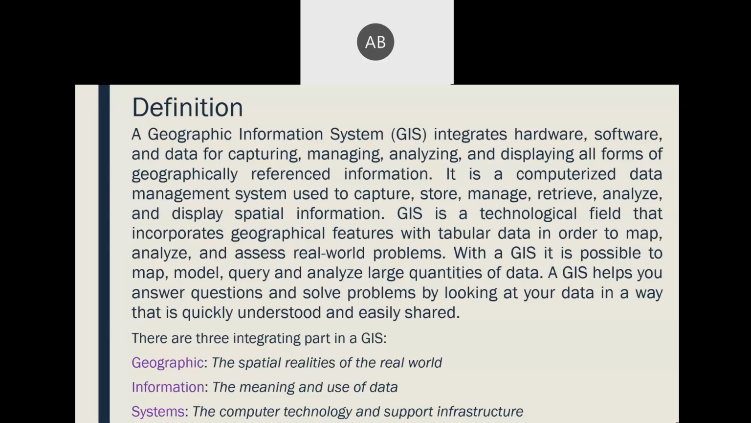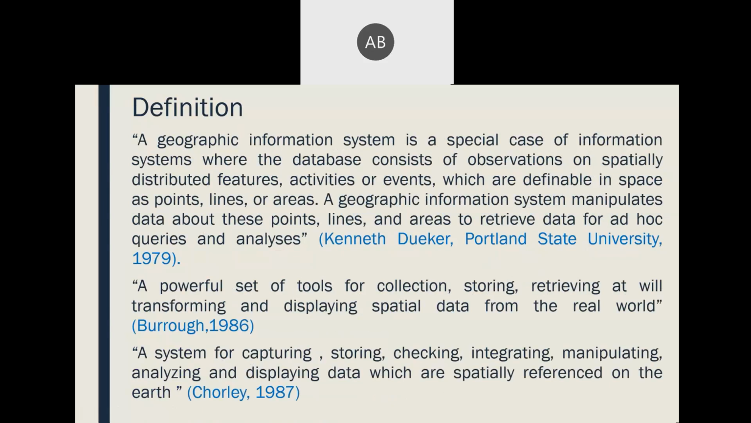Okay. So there are three things: geographic, information, system, as I have told before. Geographic means the spatial realities of the world. It relates to geography. Okay, spatial means space. Information is, as I said, some form of refined data. And then system is the computer hardware, the software, and the people who are actually engaged with the whole process. Again, many different people have put forward their own definition of GIS. I'm not going to read those again, because ultimately these all convey the same meaning.